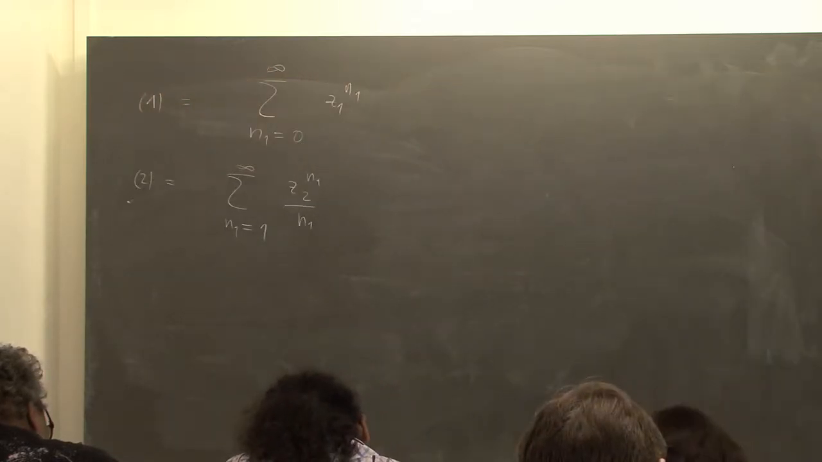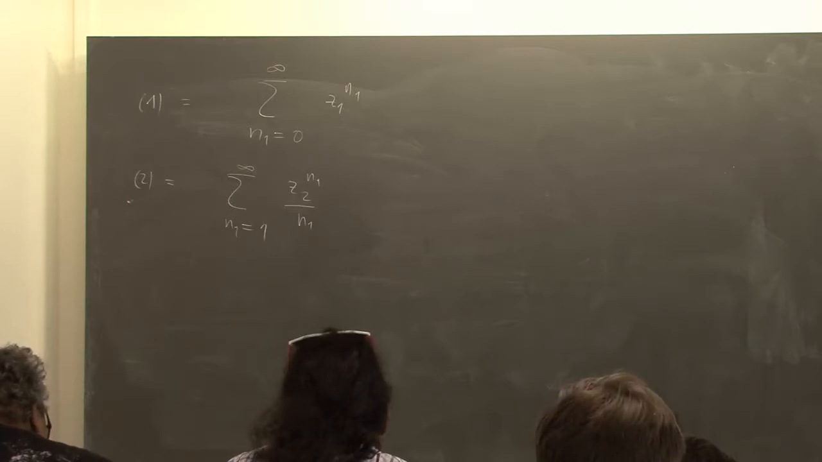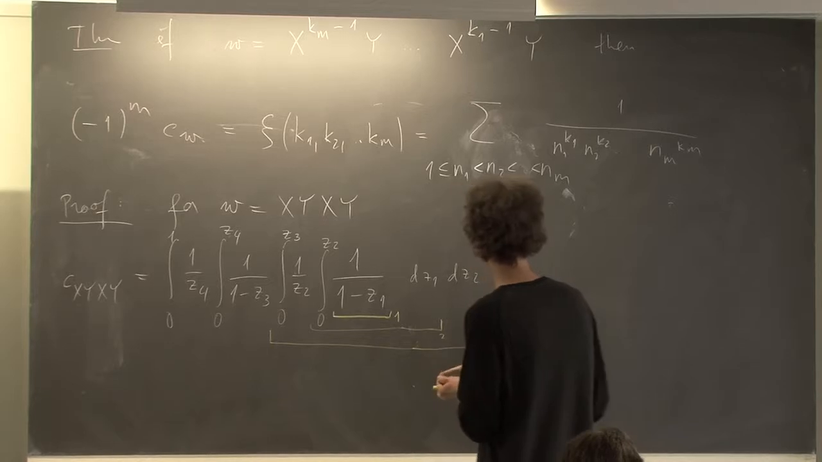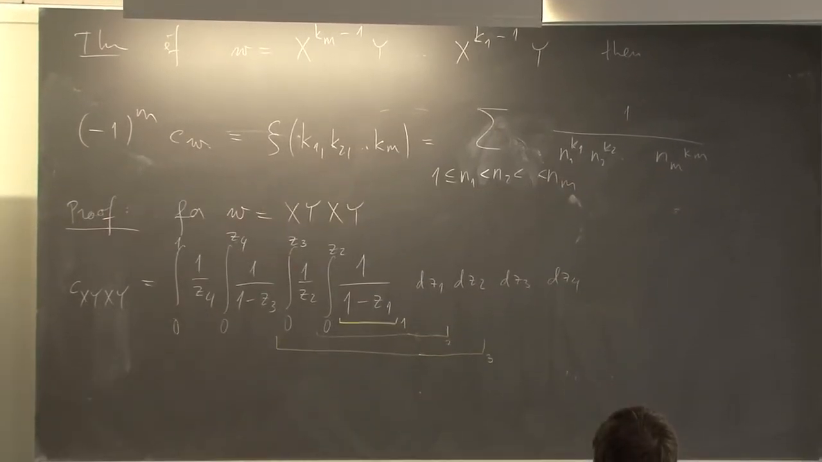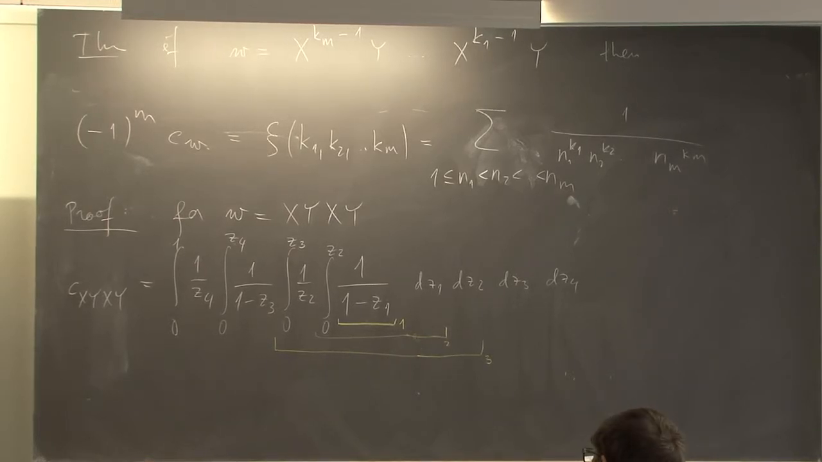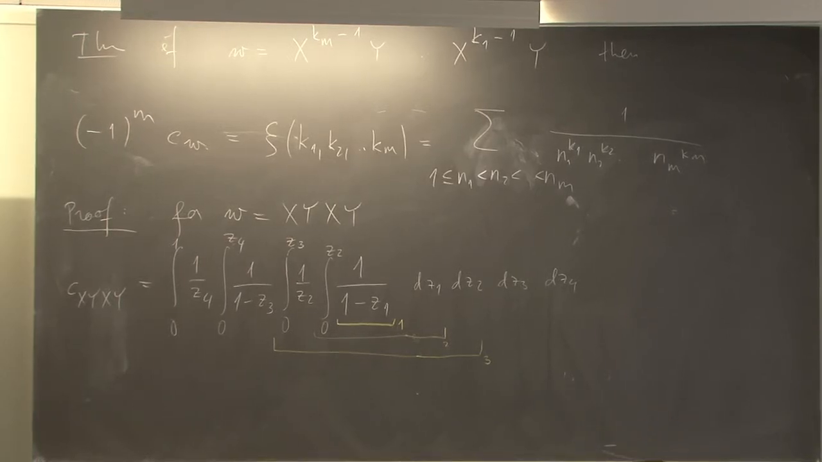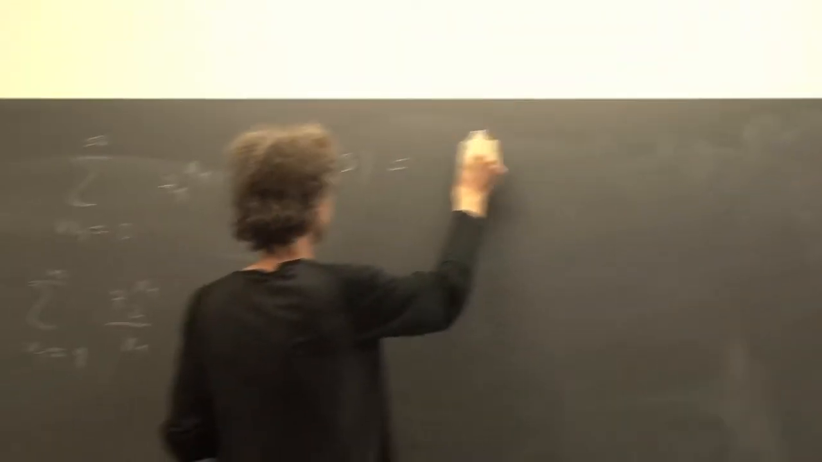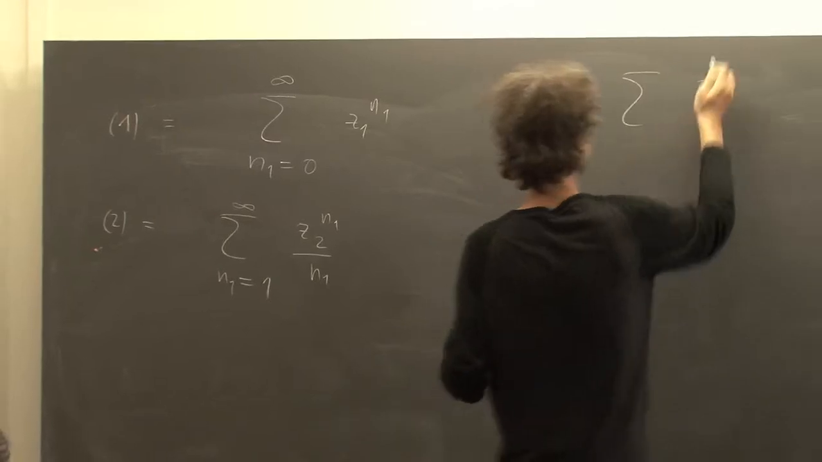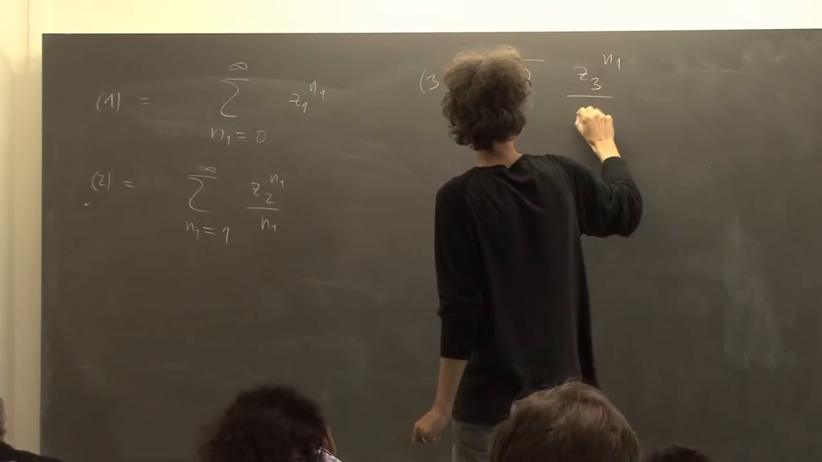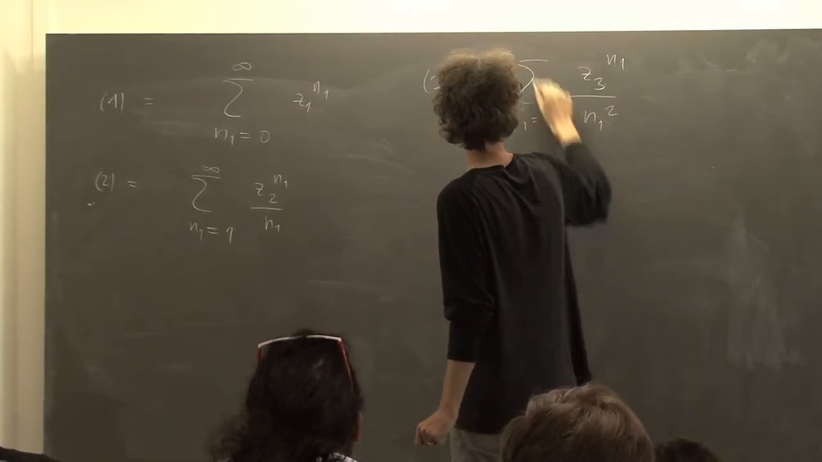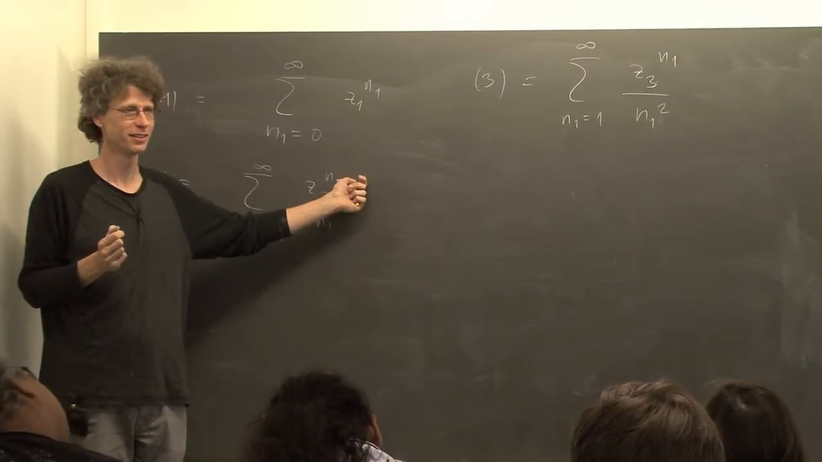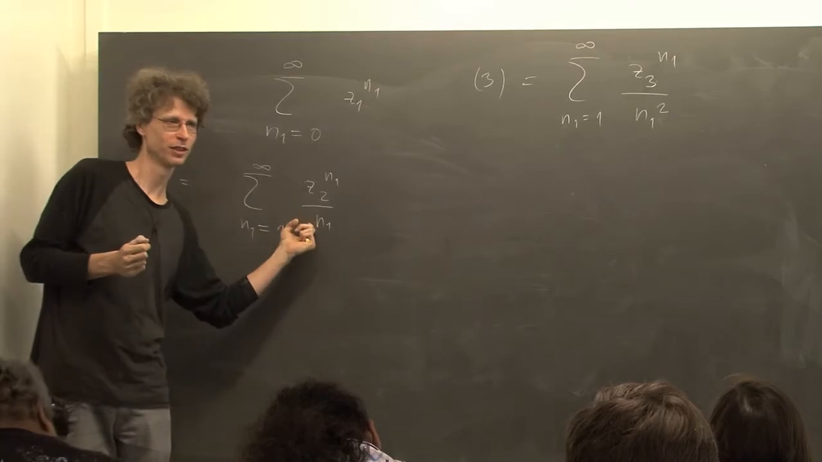Now let's multiply with this guy and also integrate it. So there's going to be 3, 2, and here probably 3, and I forgot dz4. Okay, so what is 3? We divide it by z2 and then integrate it. So 3 is going to be the sum, up to z3, of z3 to the power n1 divided by n1 squared. As you can imagine, we just subtract 1 after dividing and then integrate it back, so we introduce once again this 1 over n1.